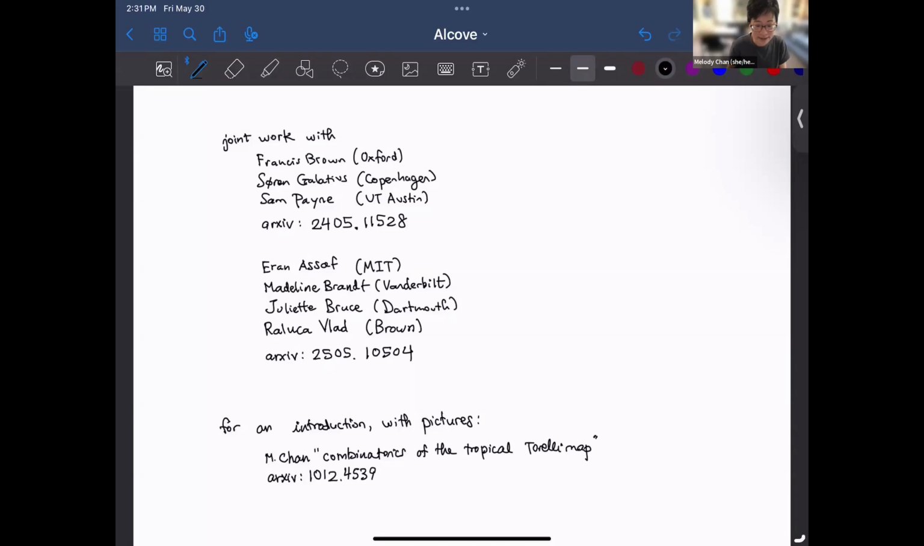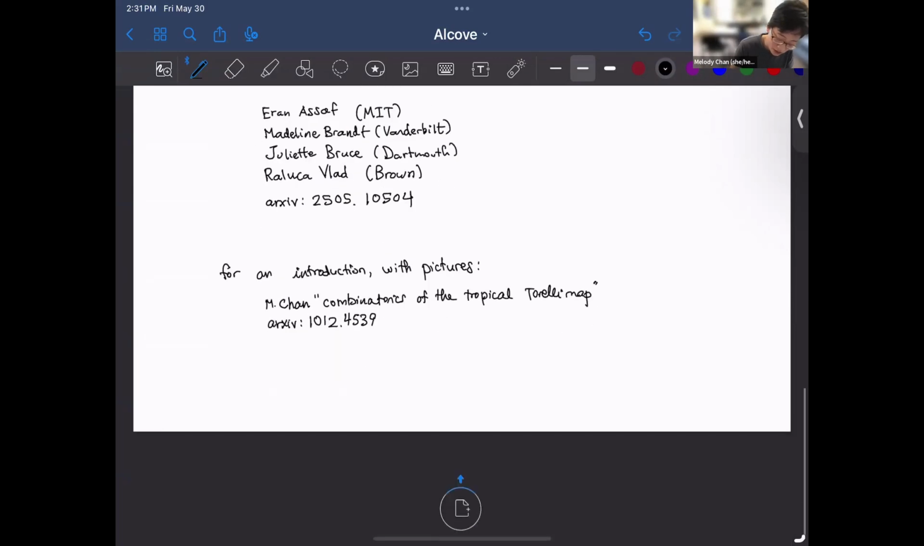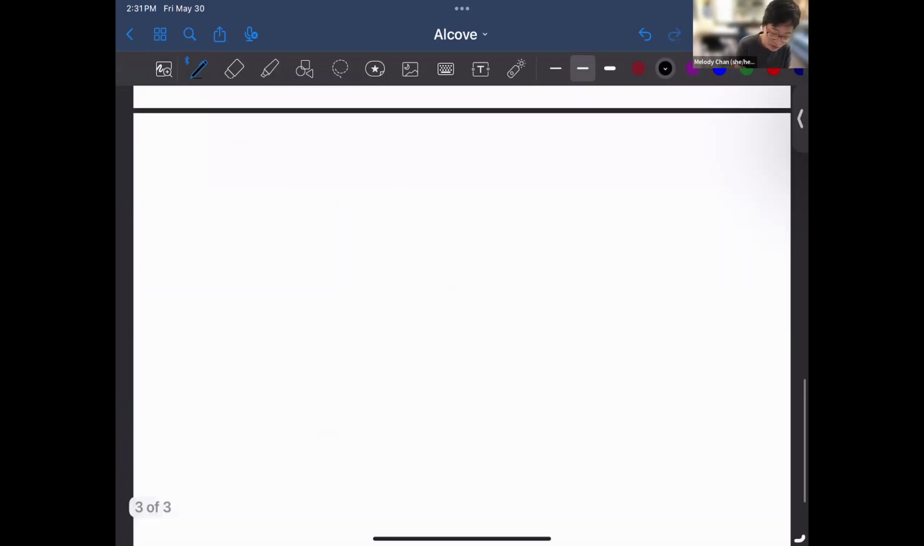So let me tell you what I want to tell you. I promised a talk that doesn't require any prerequisites in tropical geometry. So I would like to start by telling you approximately what I mean when I say that I study tropical geometry. This is the study.